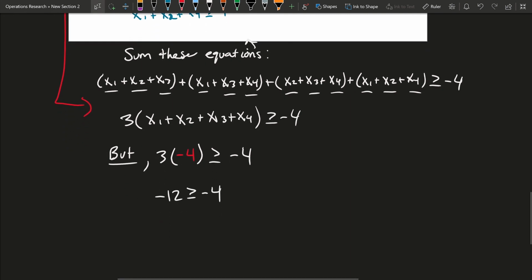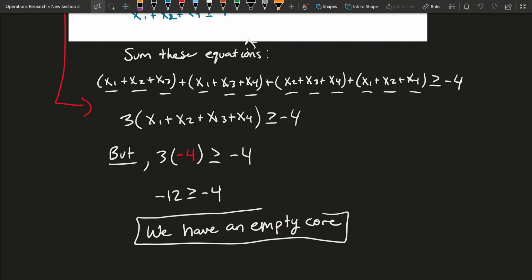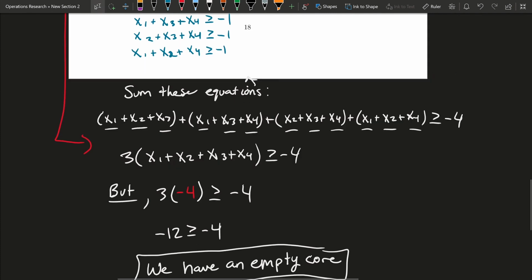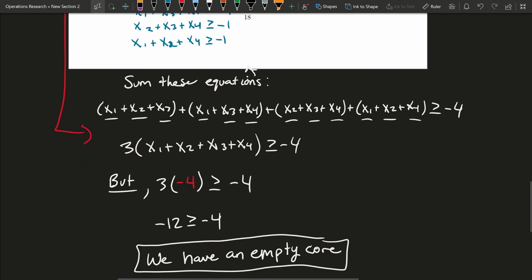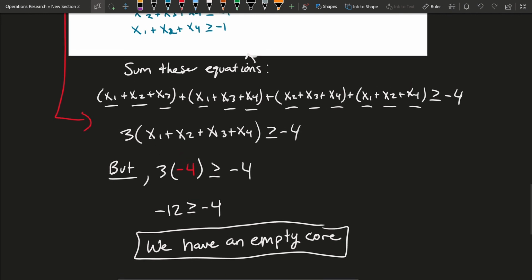So therefore, we have an empty core, because there are no situations in which our solution is going to dominate for everybody. Everyone is always going to have a better alternative, so therefore the core of the game is empty. There's no guaranteed solution here. And that wraps up section 14.6.